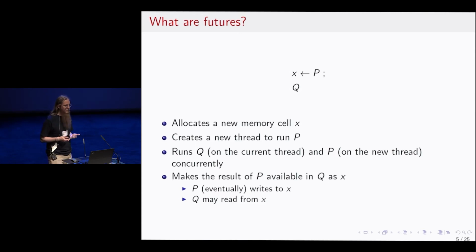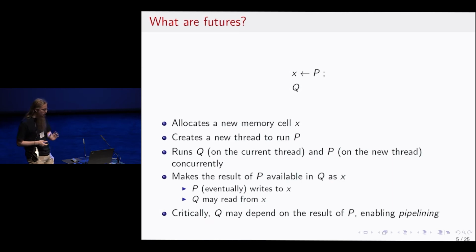This might also get called in some contexts, p is providing a future and q is touching the future to read it. There are all sorts of terms for this. So one thing that's critical about futures as compared to some of these other methods is that q is allowed to depend on the result of p, and this enables something called pipelining, which we'll discuss a little bit in the future.